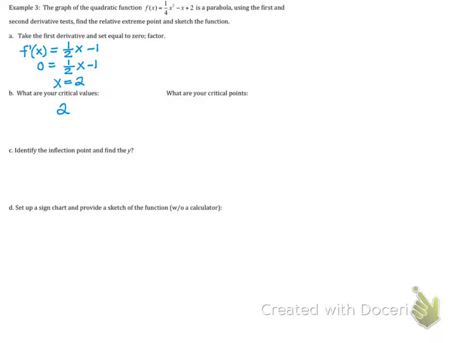We take 2, we plug it into the original, and we get 1. So we have a critical point at 2, 1. So since the original is a quadratic, we're only going to have one critical point because it's only going to have one min or max because we know what a parabola looks like.